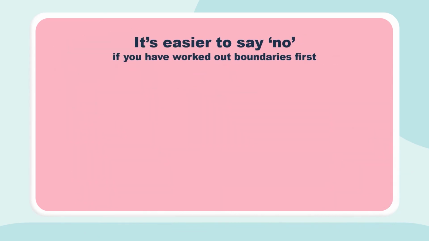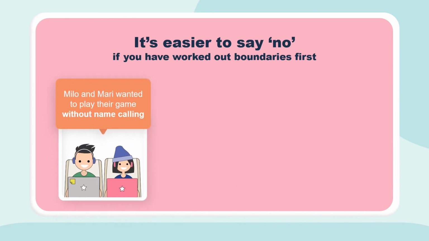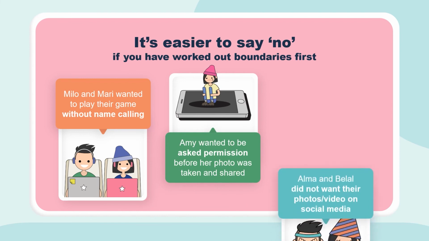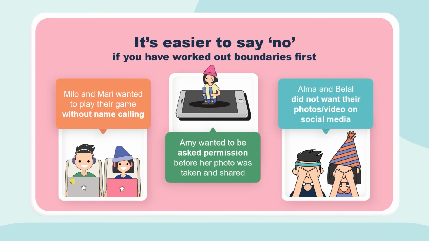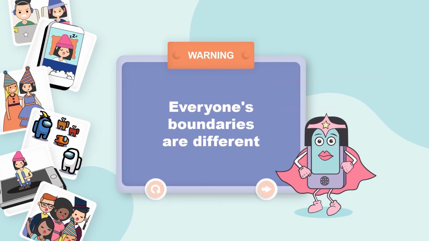It's easier to say no if you've worked out boundaries first. Milo and Mari wanted to play their game without name-calling. Amy just wanted her friends to ask for her permission before her photo was taken and shared. Alma and Bilal decided they did not want their photos on social media. Hopefully, this will help you think about what your boundaries are. After this is finished, you might like to take some time and work out your own boundaries. Everyone's boundaries are different, and that's okay.